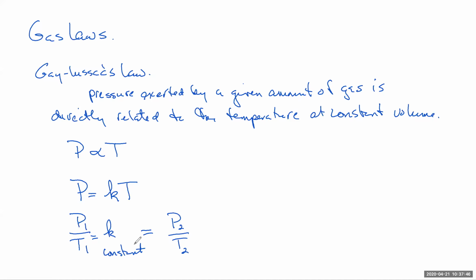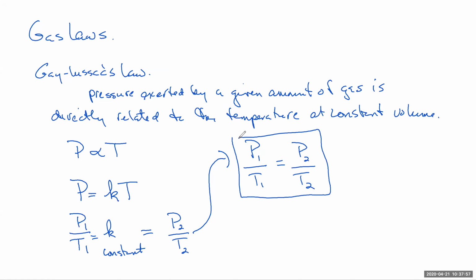Constants don't change. Therefore, what you usually see as the mathematical version of Gay-Lussac's law is this. This will allow us to say, if you know the pressure and temperature at one time and you change one of those variables, you'll be able to predict what happens to the other one. Now notice this is at constant volume and constant amount of gas. The only thing that you're changing is pressure and temperature.